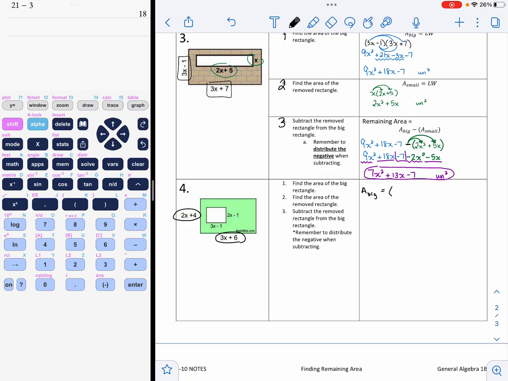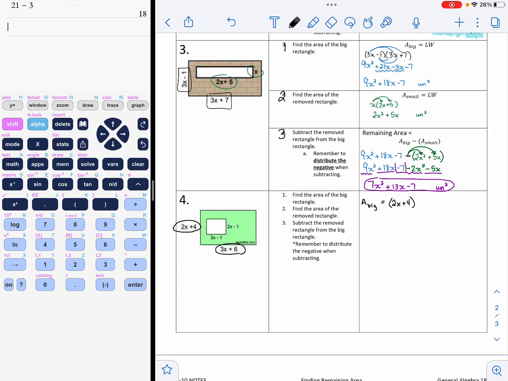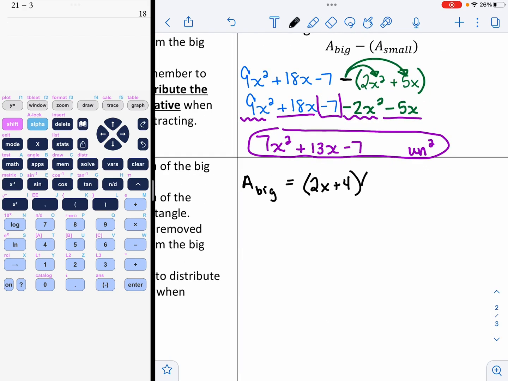So 2x plus 4 and 3x plus 6. 2x plus 4, notice a binomial goes in parentheses. 3x plus 6. So we have 3x plus 6. Now I gotta multiply that through, okay? So I'm going to do 2x times 3x is 6x squared. 2x times 6 is 12x.